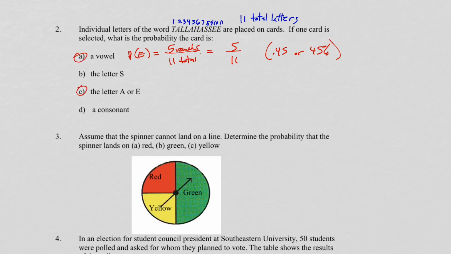Now C, so A or E. We have 3 A's and 2 E's. Same thing, because those are all the vowels, okay?